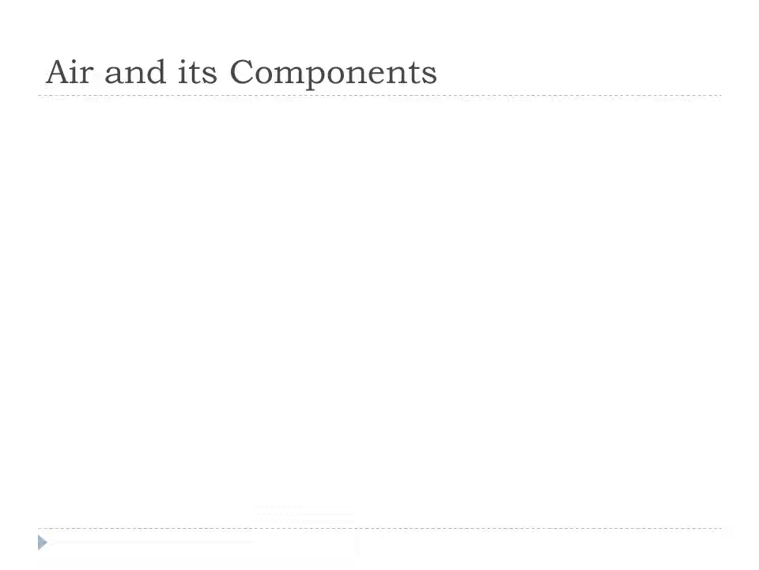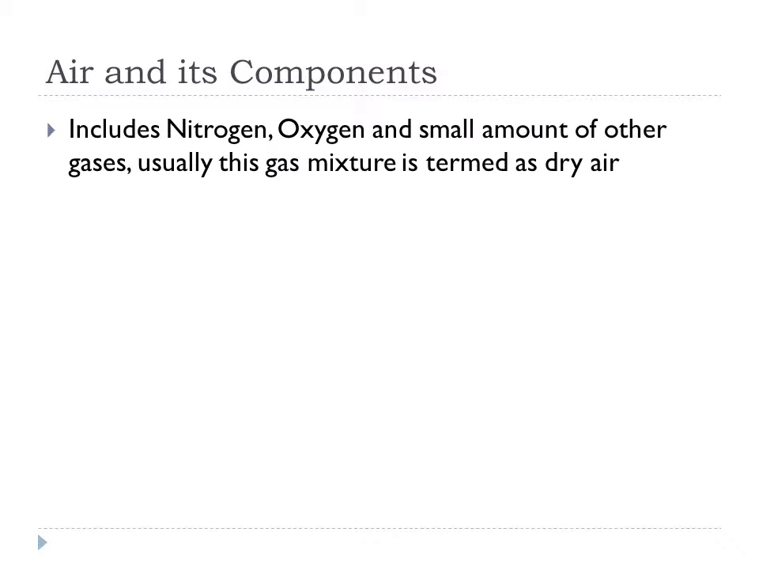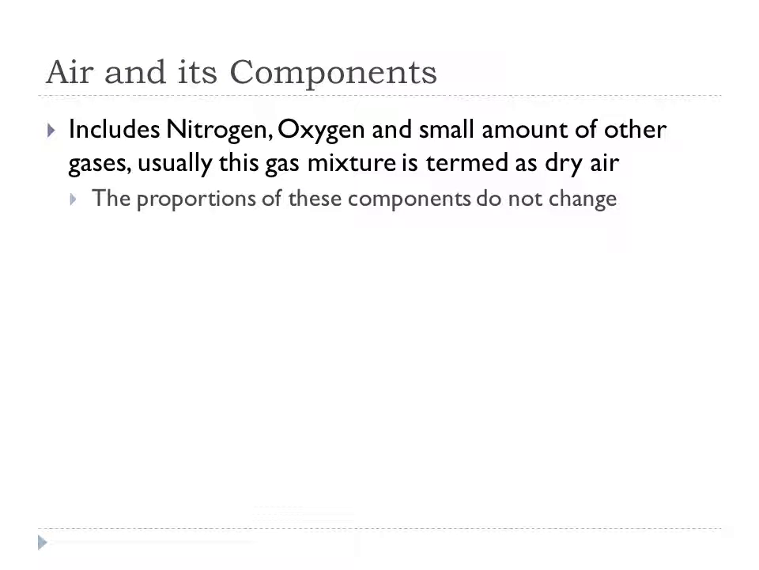Now, let us begin with the understanding of air and its component. Air is a very interesting working substance because it includes gases like nitrogen, oxygen, and small amount of other gases. Usually, this gas mixture is termed as dry air. Why do we call it dry air? Because this mixture of gases does not include the moisture which may also be there in the atmospheric air.